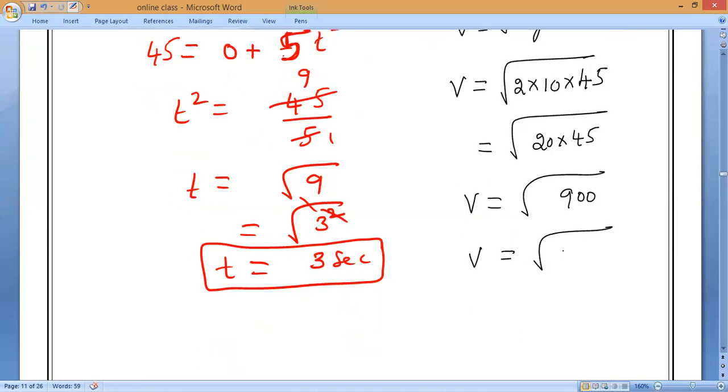So this one I can write as 30 square. Yes or no, Hari? 30 square. So it will get cancelled. V is equal to 30. What is the unit? Gokul will say. Others don't say. What is the unit of velocity, Gokul?